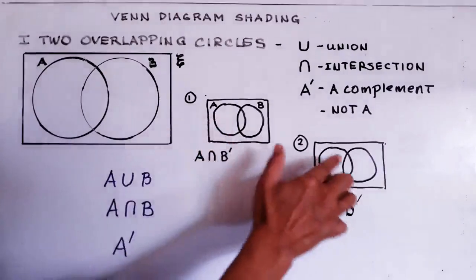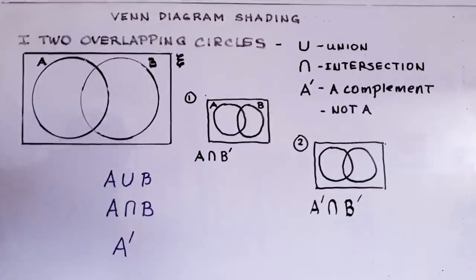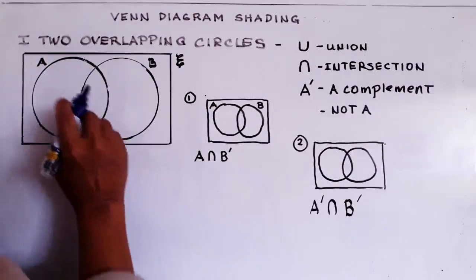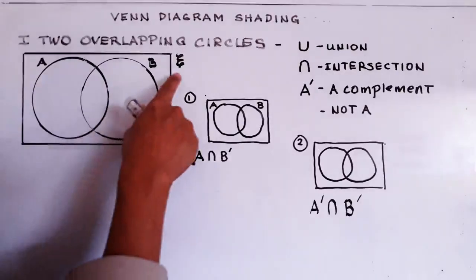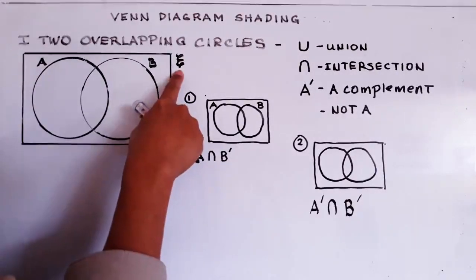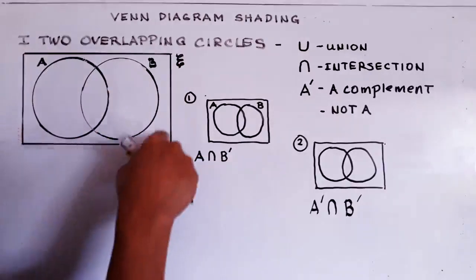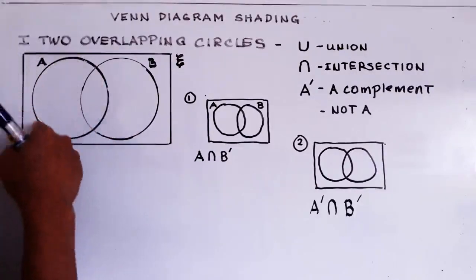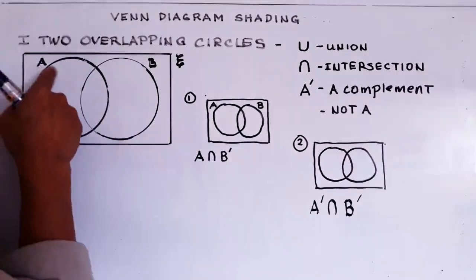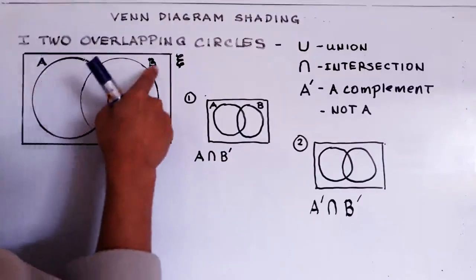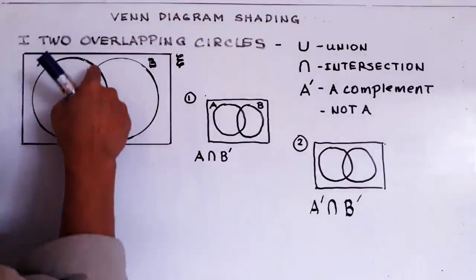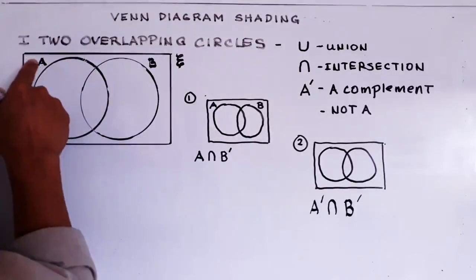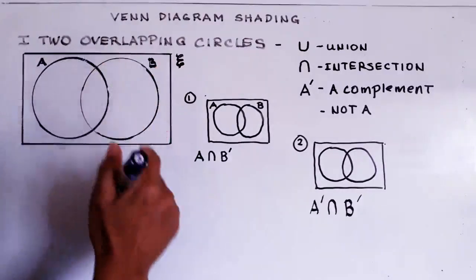But we are going to have this shading now, class. So I'm just going to erase this one. Now before we shade, let us have our Venn diagram here. This one is the symbol of universal set. So in our universal set, it is enclosed in a rectangle and we have two circles. The first circle is set A and the second circle is set B. And we have the overlapping area here, which is the intersection of set A and set B.